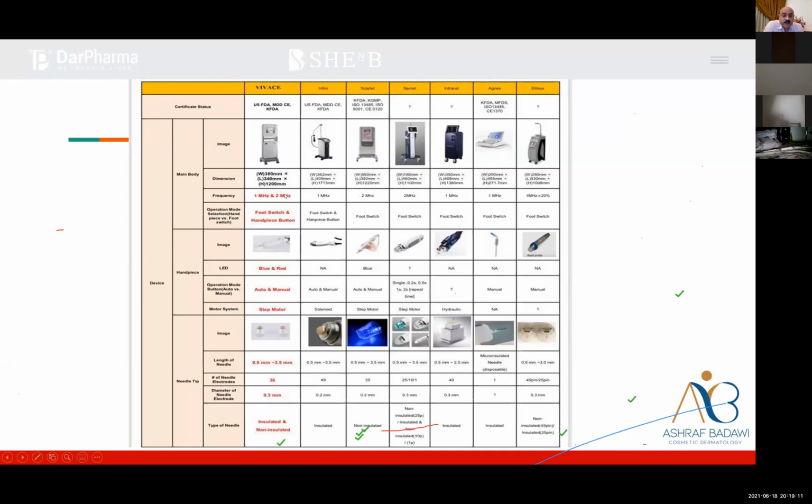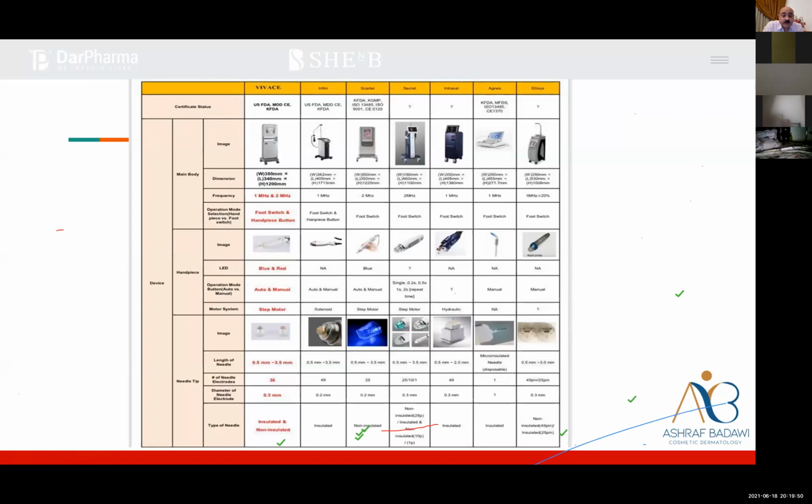So the 2 megahertz frequency is going to be associated with more superficial effects, so I can target the problems which are more superficially located. The 1 megahertz is going to be going deeper. So if I want to get more lifting and more tightening, then I'm going to be using the 1 megahertz with the insulated needle. For more superficial problems, I'm going to use the 2 megahertz. And this is very unique because most of the other devices are going to be having only 1 megahertz or only 2 megahertz. So this kind of flexibility is definitely very helpful for me.